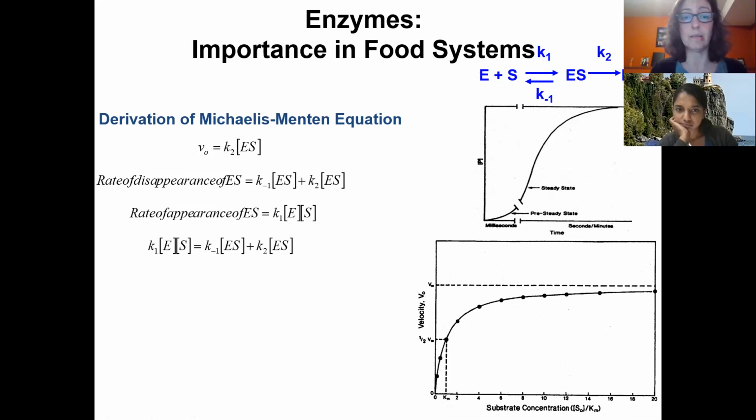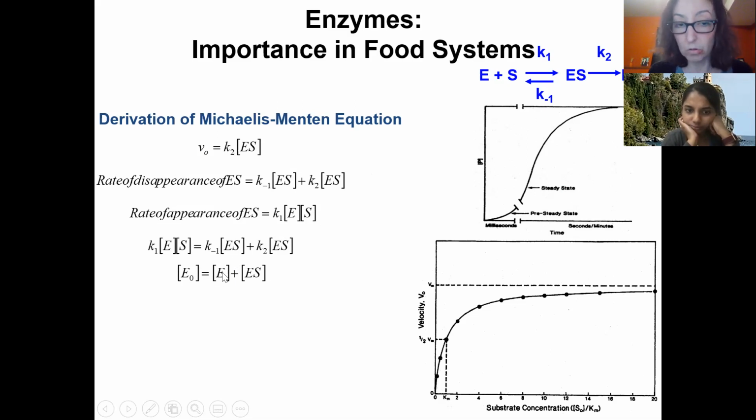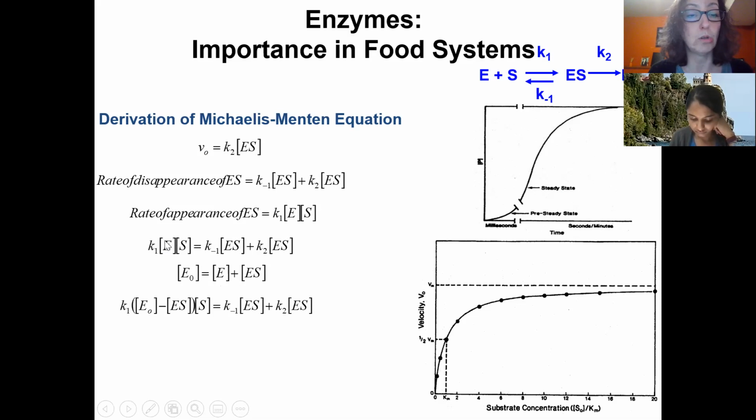So during the steady state, the rate of disappearance equals the rate of appearance. So this basically here is equal to that. I want to reduce the number of different factors I have. So what do I know? I know that the total concentration of enzyme equals the free enzyme plus the ES complex. So the concentration of the total enzyme equals the concentration of the free enzyme plus the concentration of the enzyme substrate complex. If I want to replace E in this equation and have ES there, I would replace E with the total enzyme concentration minus the concentration of the enzyme substrate complex.